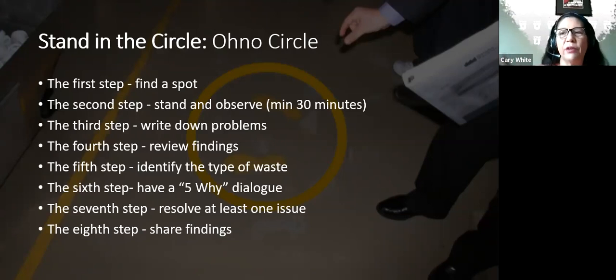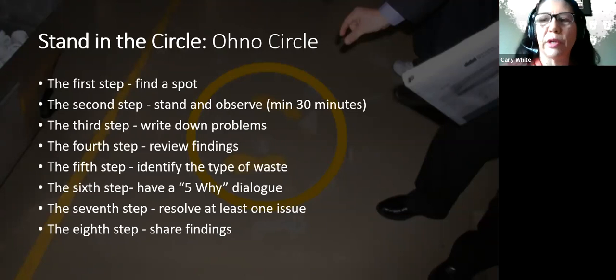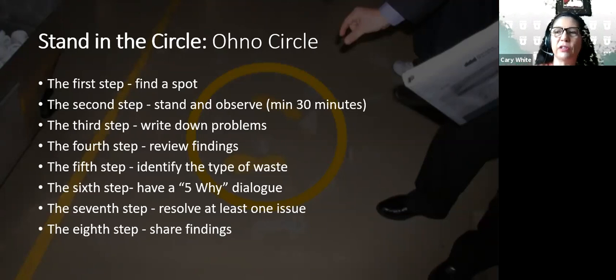Because you get there and you stay there for a longer period of time, and really it should be at least 30 minutes. And obviously you're out of the way. You're not in the path, whether you're in a cubicle type of area or in a production area, you're not in a place where you're going to get run down, right? But you're really there observing.